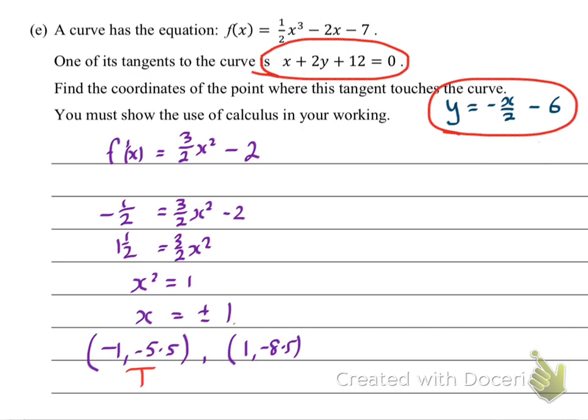So let's check in this equation which one is correct. So you test and you find that (-1, -5.5) makes that equation correct. (1, -8.5) doesn't work, so the correct coordinate is (-1, -5.5).